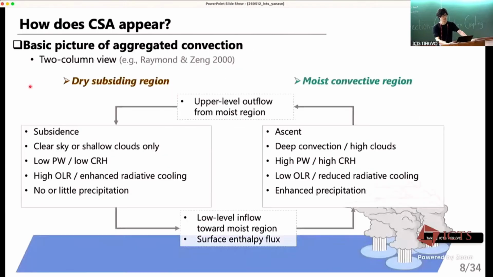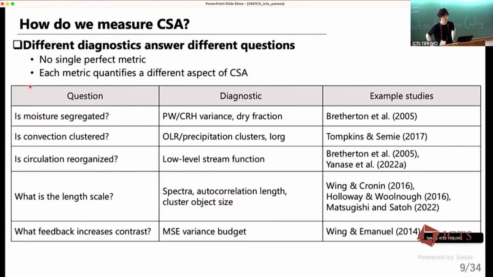So that's a qualitative view, but how do we measure these features more quantitatively? As Schumacher said, the definition or quantification of organization is difficult, and there is no single answer. It depends on what we want to know. So different diagnostics answer different questions. For example, when we ask if the moisture is segregated, as we showed before, we use diagnostics like the horizontal variance of moisture or the dry fraction.